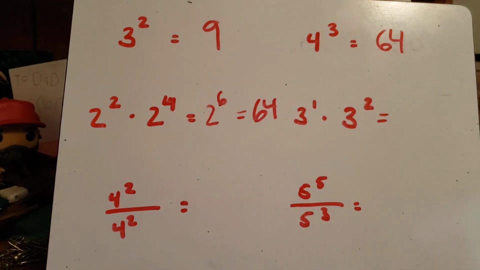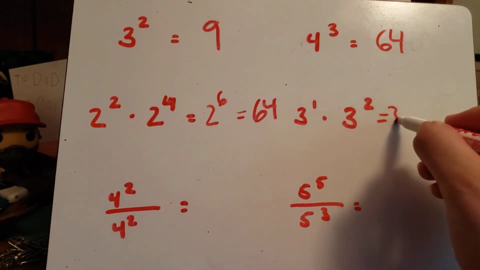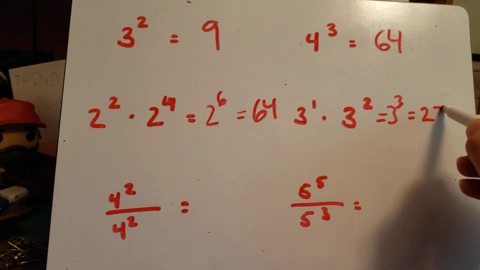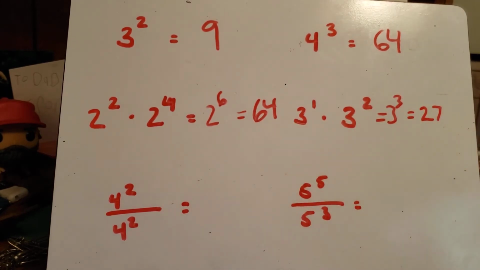And the next one, it's the same thing. 3 to the 1 times 3 to the second ends up being 3 to the third. And 3 to the third is 27. 3 times 3 is 9, times 3 is 27.